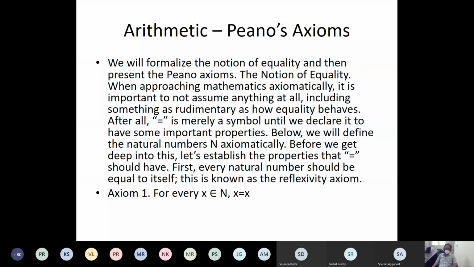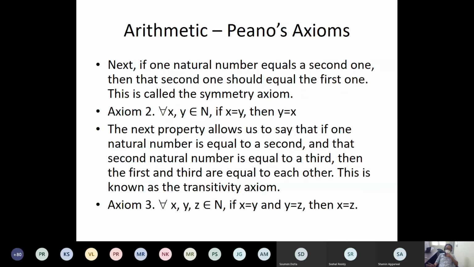So for every x in N, mind you, we have not properly defined N as such, but for the time being, let us ignore that. For every x in N, x equals x. So that is the reflexive property. And then we have the next property. If one natural number equals a second one, then that second one should equal the first one. Sorry, not transitivity, symmetry. This is called the symmetric axiom. That means for all x, y in N, if x equals y, then y equals x. It has to be symmetric.